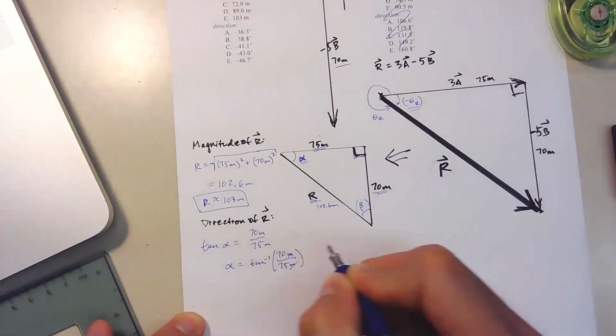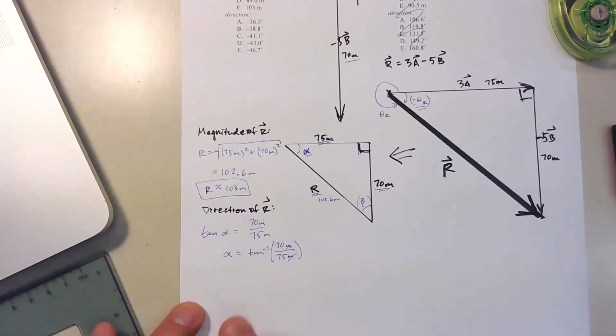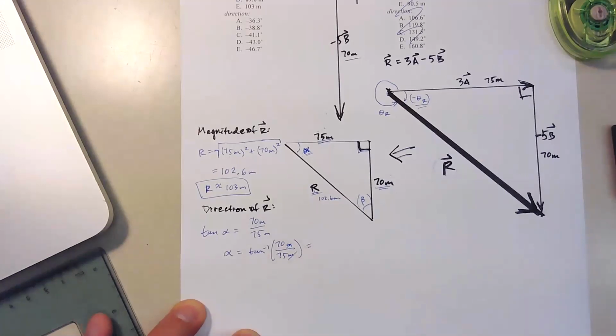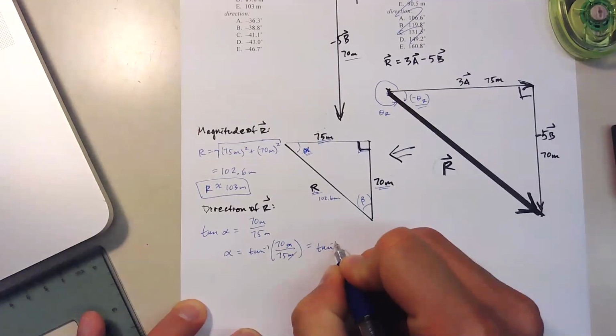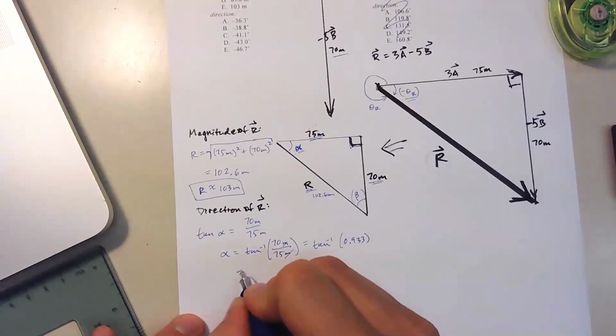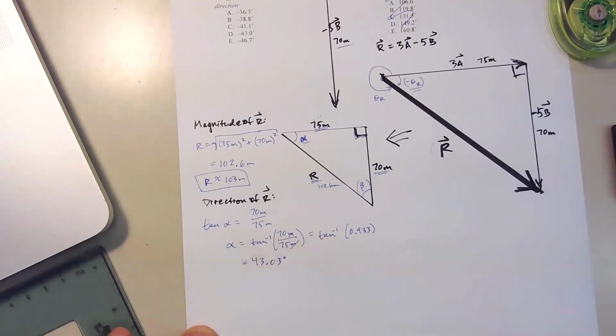Notice that the units now cancel, which is good because we want to give tangent a dimensionless argument, pardon me, inverse tangent, a dimensionless argument. And then we'll get an angle out. So I asked my calculator, what's the inverse tangent of 0.933? My calculator says the answer is 43.0 degrees.